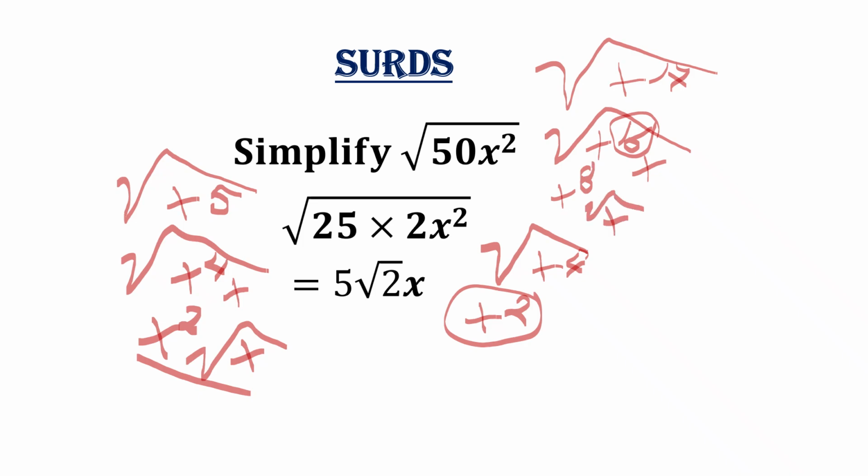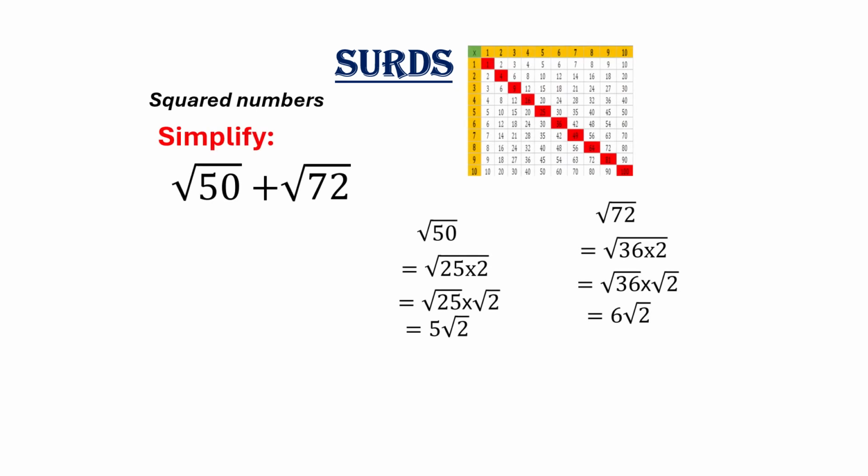Do you think you understand this? If you do, what's root x to the power of 7? Try this and comment your answer. Now, this question asks you to simplify root 50 plus root 72. These are the questions we did before. Now, root 50, we did it, and we know it's 5 root 2. And root 72, we did it also, it's 6 root 2.